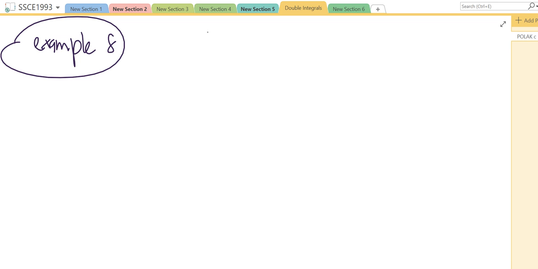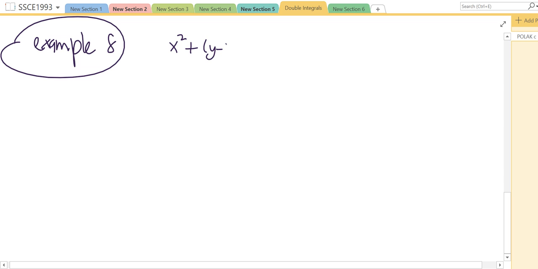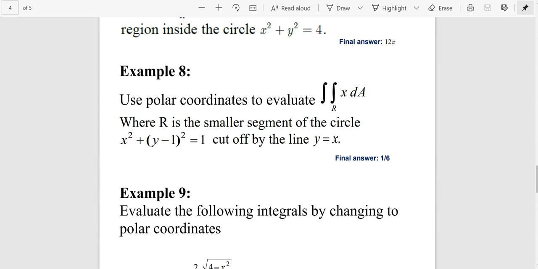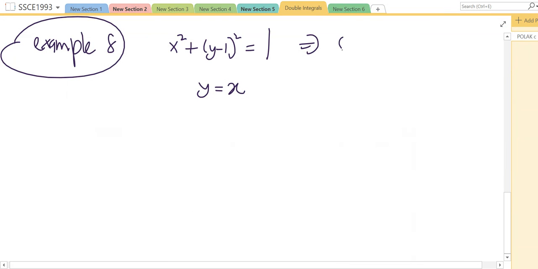Okay, so they said that the shaded region is involved with a circle x squared plus (y minus 1) squared equal to 1, and then cut off by the line y equal to x, and then we only consider the smaller segment. Make sure that you read the question carefully.